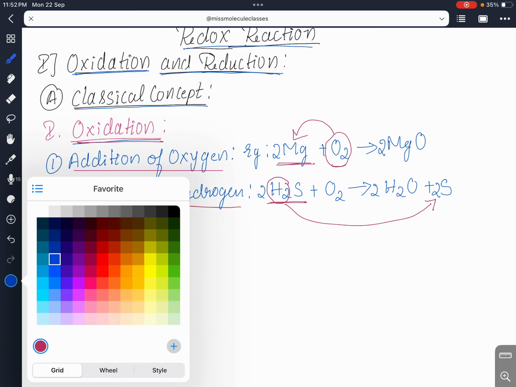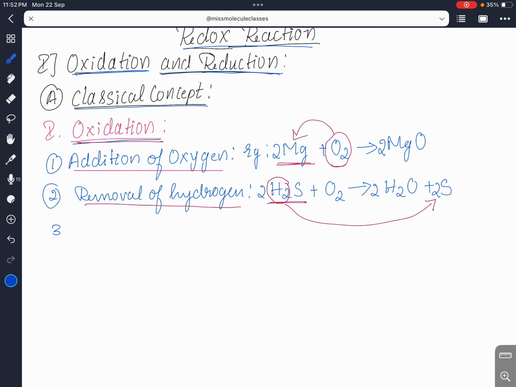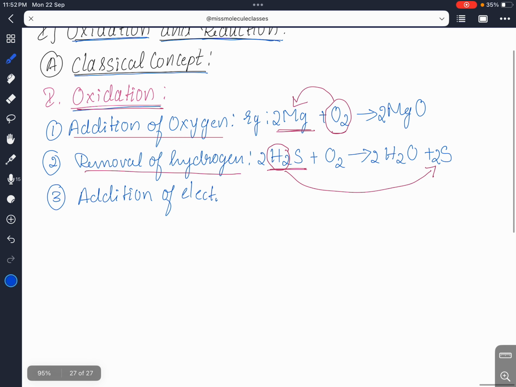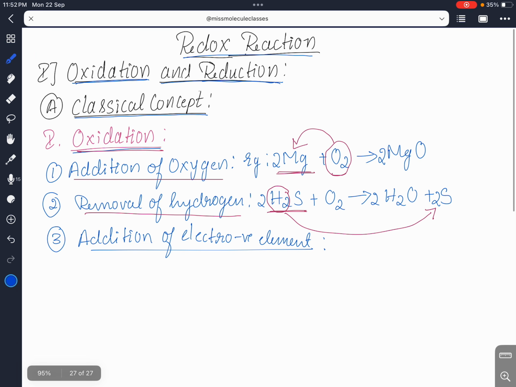So now we will understand the third definition for oxidation: addition of electronegative element. For this, I'll consider an example. You should know electronegative elements are such as fluorine, chlorine, bromine. It can be oxygen as well.